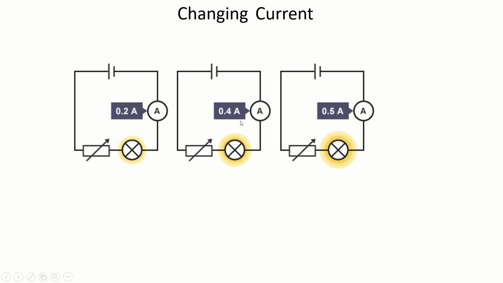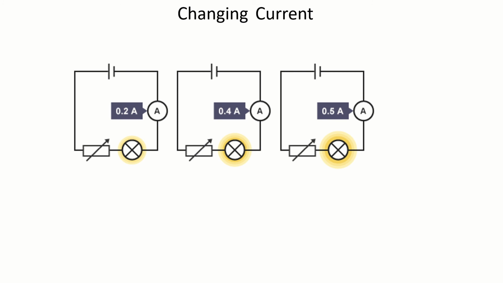If I was to let my foot off a little bit more, I would allow more current to flow through, so 0.4 amps, and the bulb would get brighter. If I was to take my foot off completely and let all the charge from the battery flow through, I'd have 0.5 amps and the bulb would be at its brightest. A good example of that is a light dimmer switch in your house. If you turn it down, more resistance equals less flow equals a duller light.